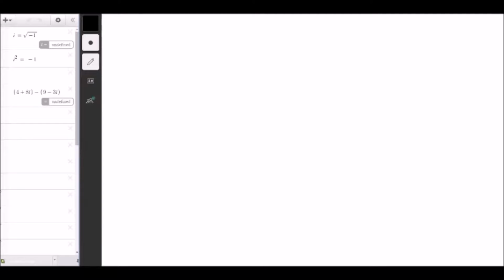An imaginary number is a complex number that can be written as a real number multiplied by the imaginary unit i. i equals the square root of -1. i squared equals -1.